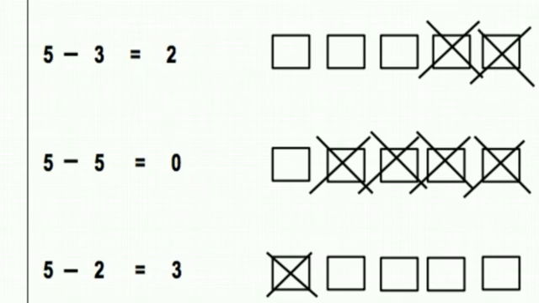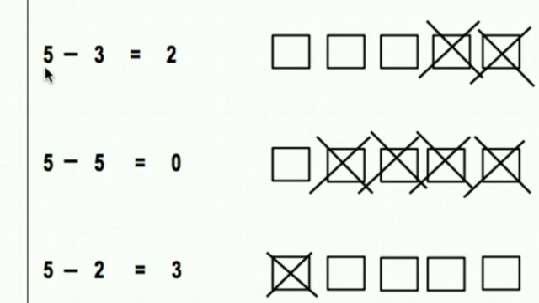So let me read the first equation to you. 5 take away 1 equals 4. So you have to find one of the models here that expresses 5 minus 1 equals 4. When you have the answer, what you're going to do is you're going to draw a line from your equation to the model that you have selected over here. So you're matching them up.